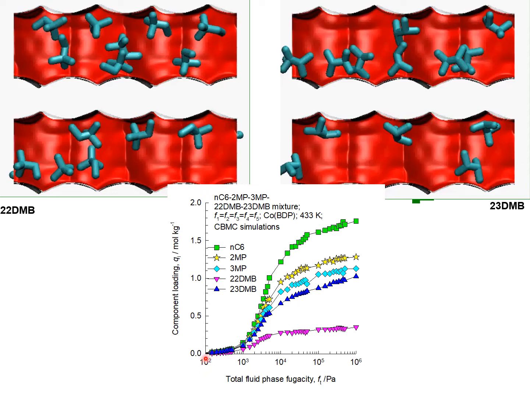Indeed, this is confirmed by molecular simulations for a 5-component mixture of hexane isomers. We see that the component loadings in cobalt BDP follow the hierarchy normal hexane, 2-methylpentane, 3-methylpentane, 2,3-dimethylbutane, and 2,2-dimethylbutane. This allows the use of cobalt BDP as an adsorbent in the PSA scheme for octane upgrading.